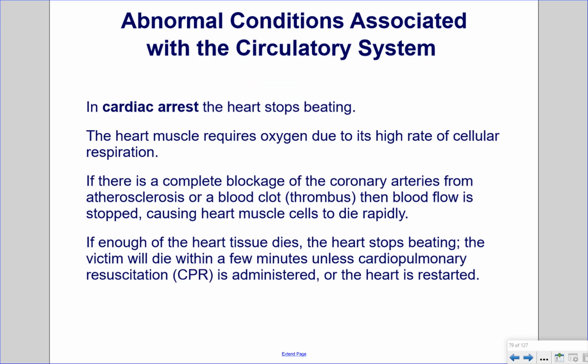Abnormal conditions associated with the circulatory system. In cardiac arrest, the heart stops beating. The heart muscle requires oxygen due to its high rate of cellular respiration. If there is a complete blockage of the coronary arteries from atherosclerosis or a blood clot, which is a thrombus, then blood flow is stopped, causing heart muscle cells to die rapidly. If enough of the heart tissue dies, the heart stops beating. The victim will die within minutes unless cardiopulmonary resuscitation, or CPR, is administered, or the heart is restarted.